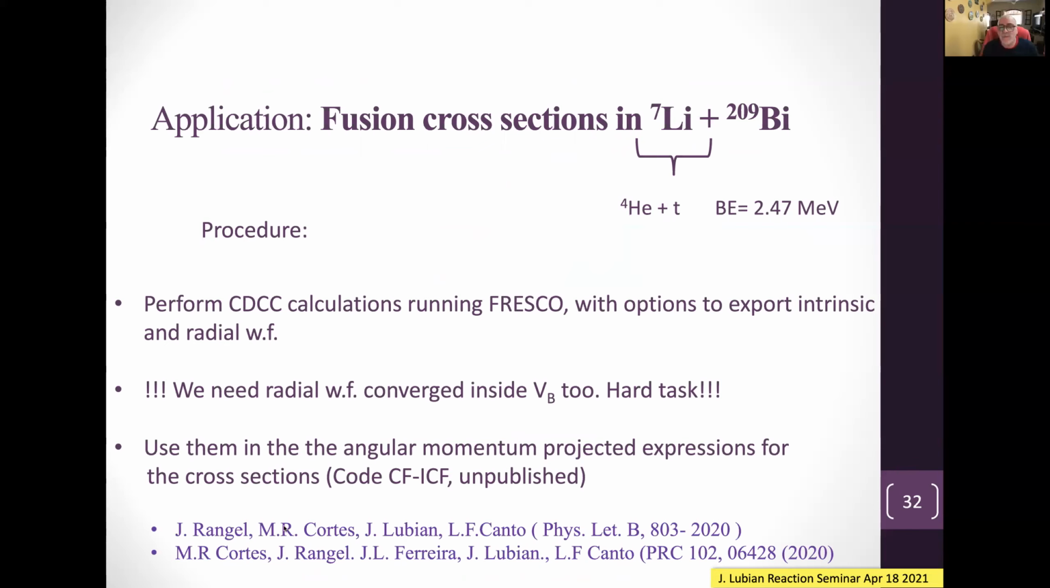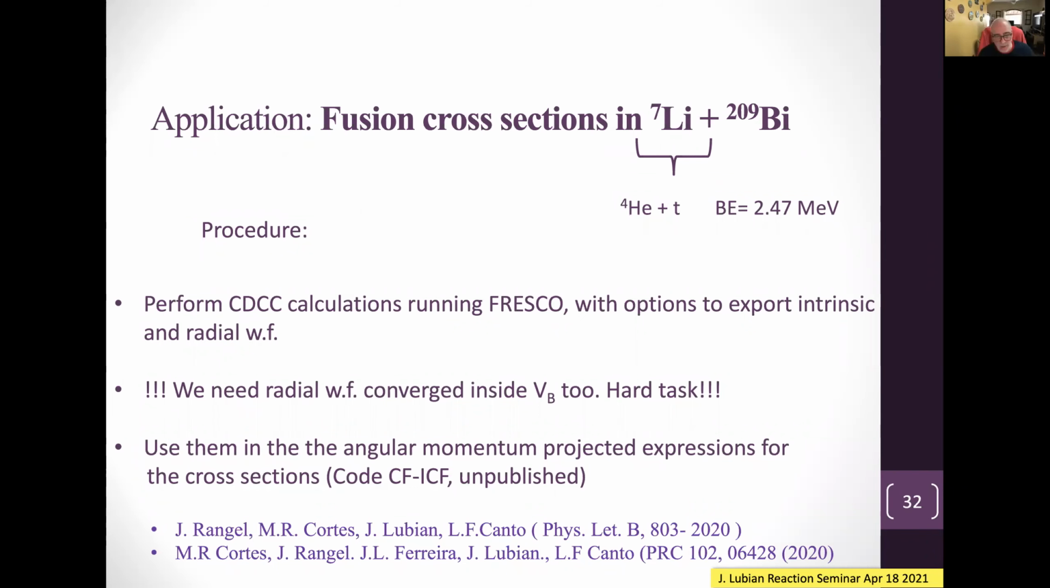I will now pass to the results. We will apply this to lithium-7 plus bismuth. We perform a CDCC calculation running Fresco. In this, we export the intrinsic and radial wave functions. It is very important to emphasize that in the usual CDCC calculation, we need only the convergence concerning some quantities that depend only on the behavior of the wave function at large distances. But we are now performing calculations inside the barrier. So we need the radial wave functions to be convergent also inside the barrier. And I can tell you that this is a hard task.